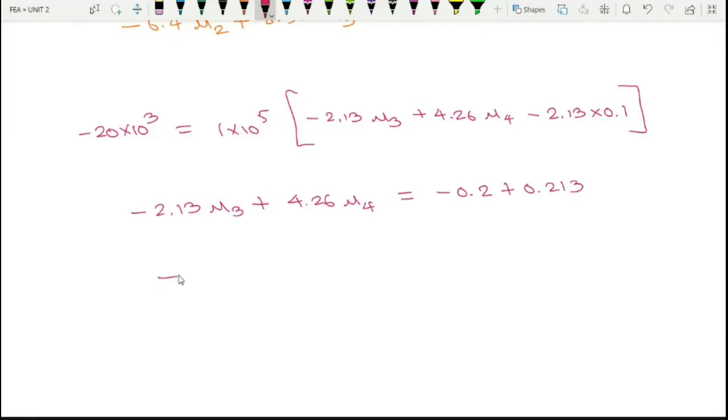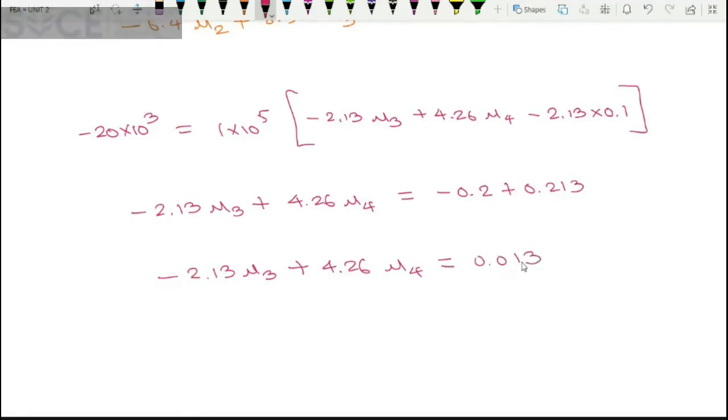So I'll get minus 1.23 u3 plus 4.26 u4 is equal to, what is the remaining value? So subtracting it, you'll get 0.013, right? This is equation number 3.